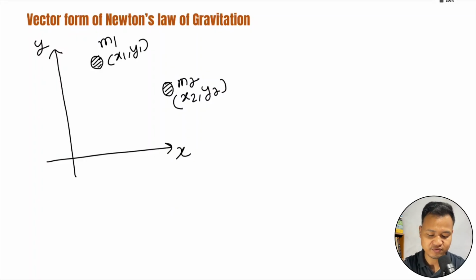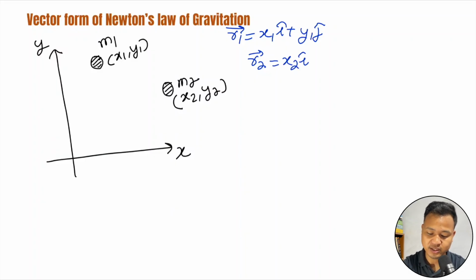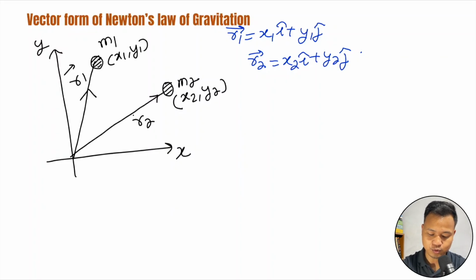So how do I write the position vector here? For m1, let's say r1. So r1 will be x1 i cap plus y1 j cap. And r2, the position vector of m2, will be x2 i cap plus y2 j cap, with respect to the origin. So what is the separation between r1 and r2? This is the distance between them.